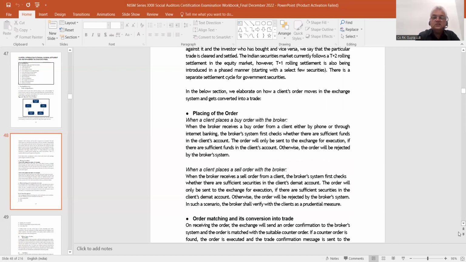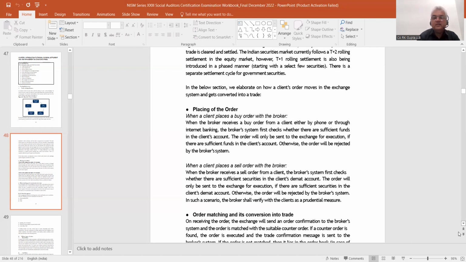Now, in this case, you need not have money, but you should have the securities with you. So when the broker receives a sell order from a client, the broker system first checks whether there are sufficient securities in the client's demat account. So suppose you want to sell shares of a particular company, then those shares must be lying in your demat account. This much has to be ensured. The order will only be sent to the exchange for execution if there are sufficient securities in the client's demat account. Otherwise, the order will be rejected by the broker system. In such a scenario, the broker shall verify with the clients as a prudential measure.